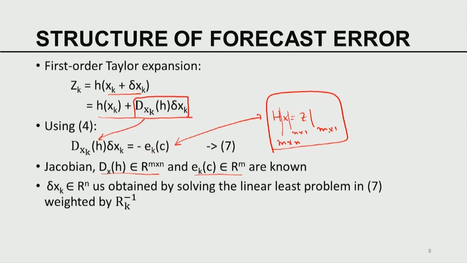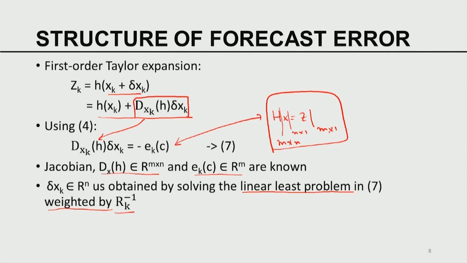This equation represents an equation of the linear least square type that we have discussed in earlier modules. We also know that ek is a random vector, its covariance is rk. So I can determine delta xk by solving equation 7 as a weighted linear least square problem.